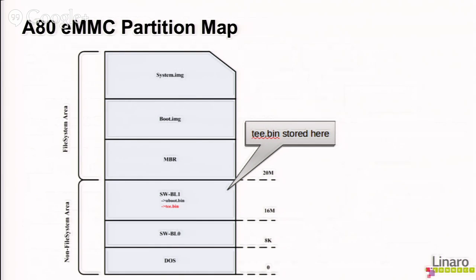In A80, they have partitioned the memory like this: they have 20 meg in non-file system area where you have the initial bootloader, and you put the Trustzone binary and the U-boot. It will be loaded from ROM code to bootloader 0, which will load the T binary in secure environment, and then it will switch over to U-boot, and U-boot will load the kernel.